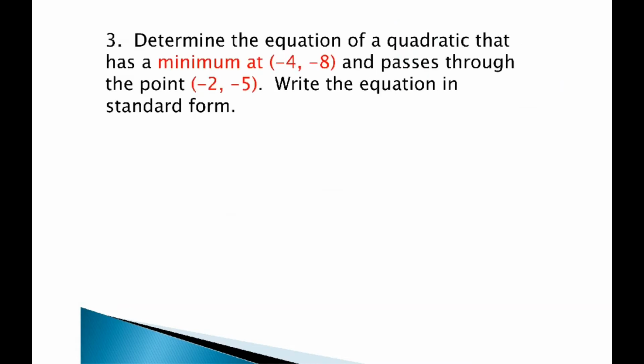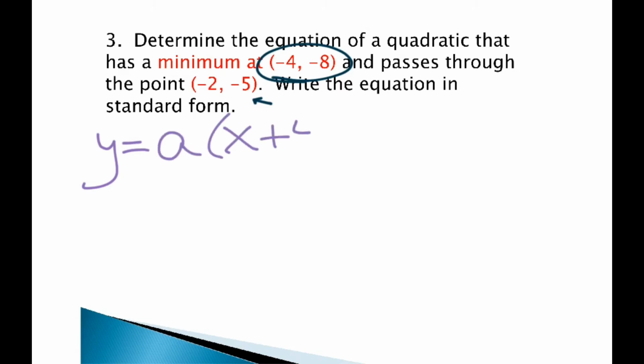Okay, let's go to number 3. Determine the equation of a quadratic that has a minimum, so that's my vertex, at negative 4, negative 8, and it passes through this point. So I'm going to write my equation. Since it's giving me the vertex, that sounds like I need vertex form. So I'm going to go back to what we've done before with vertex form. Y is equal to, I don't know A, x minus negative 4, so that's plus 4, quantity squared minus 8. This is vertex form because they give me the vertex.